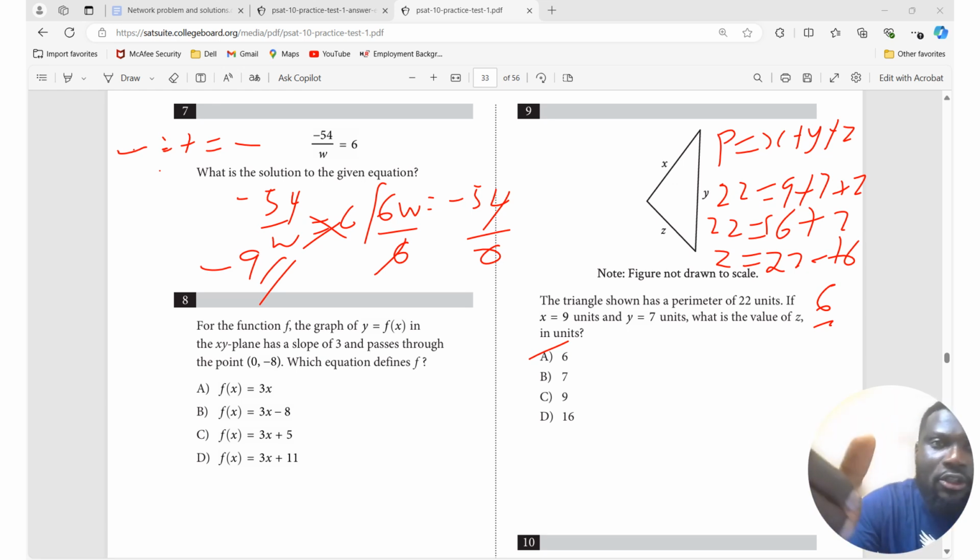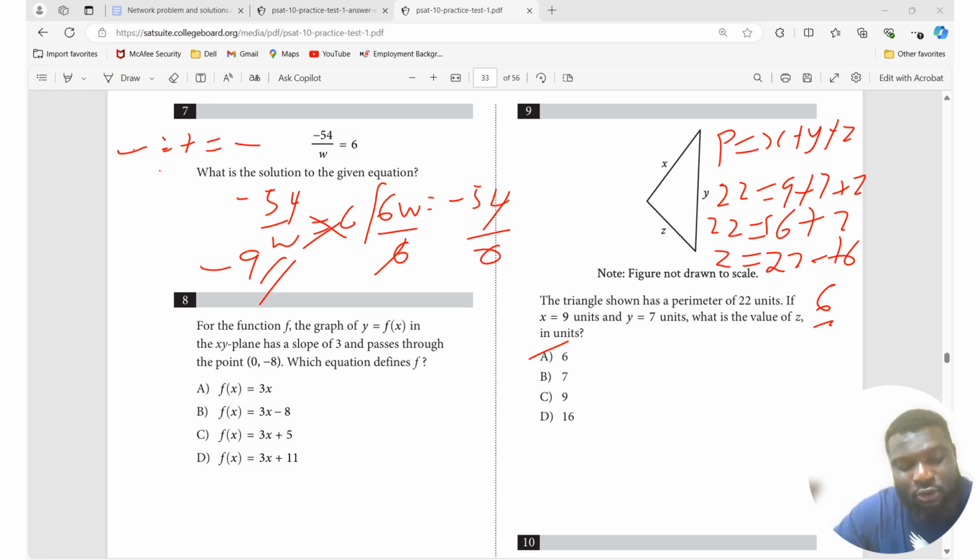In this kind of question, the first thing we need to do is find the slope. The slope of the function is given as 3. And then they said the graph passes through the points (0, -8). So once we know that, the next thing we need to do is to use something.